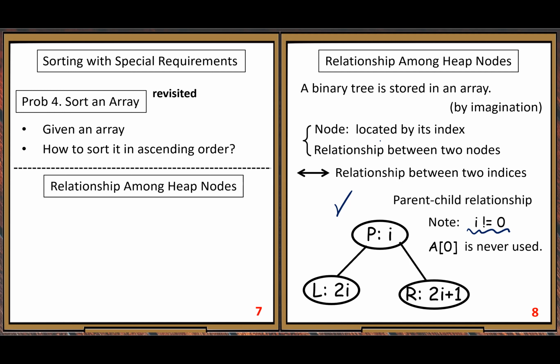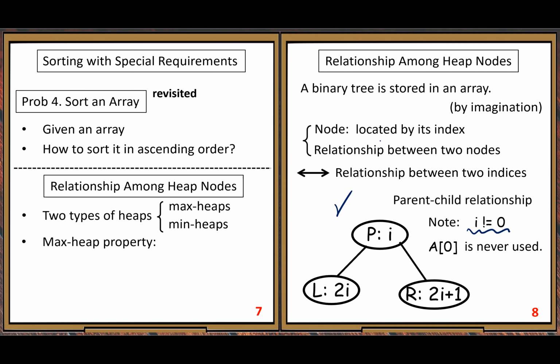Now, relationship among heap nodes. There are two types of heaps. The first type we call a max heap. The second type, min heaps: maximum and minimum.